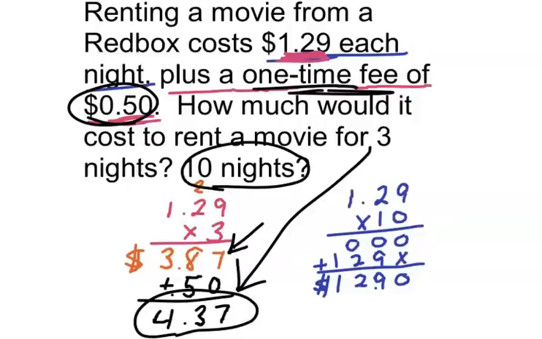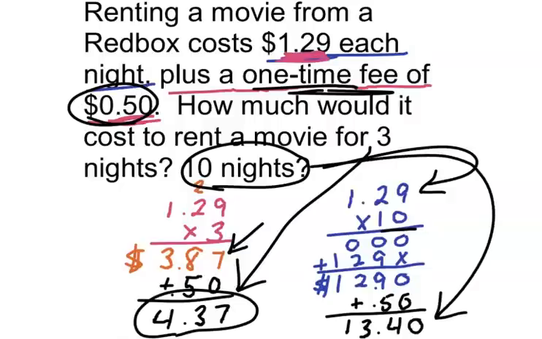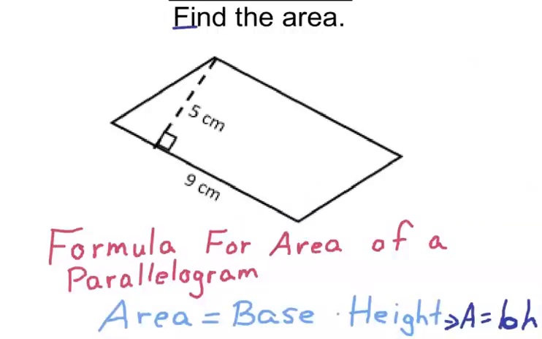But then they're also saying, what if you rent it for 10 nights? Well, you take $1.29 times 10, and that gives us $12.90. But once again, we're going to have to add that one-time fee. So don't forget, you have to add that one-time fee one time. So it ends up being $12.90 plus 50 cents, which is going to be $13.40. So for 10 nights, $13.40.